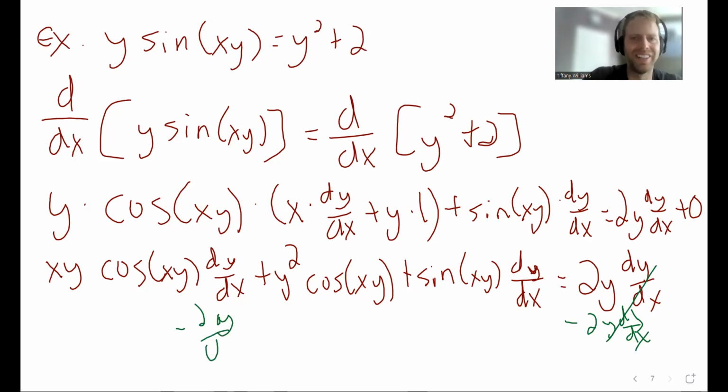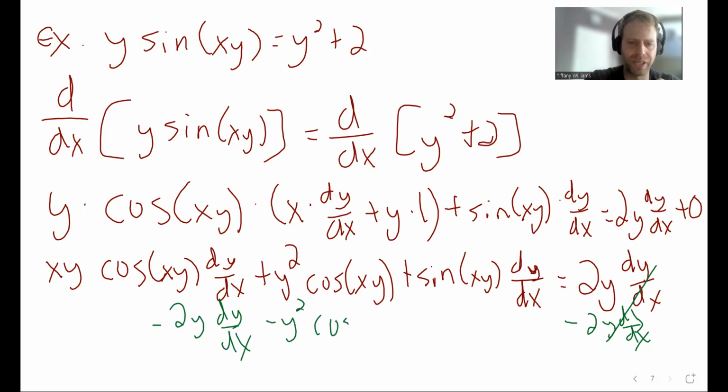Sorry. I made a mess of that one. Let me just try that again. Right? And then we have this one term without the dy dx, this y squared cosine xy, that has to go the other way. So we'll put it over here. Let's see if I can straighten everything out here.